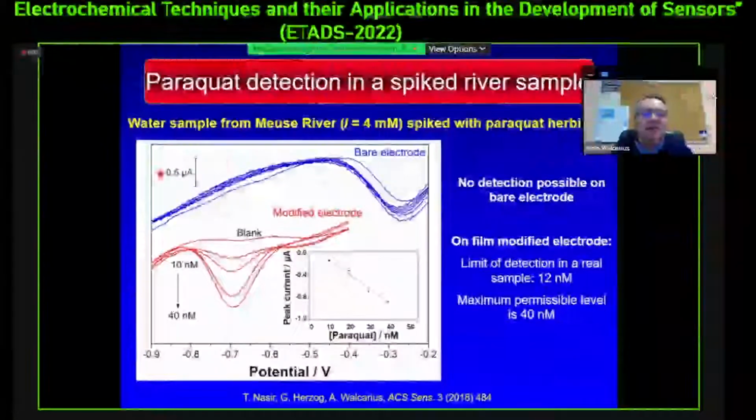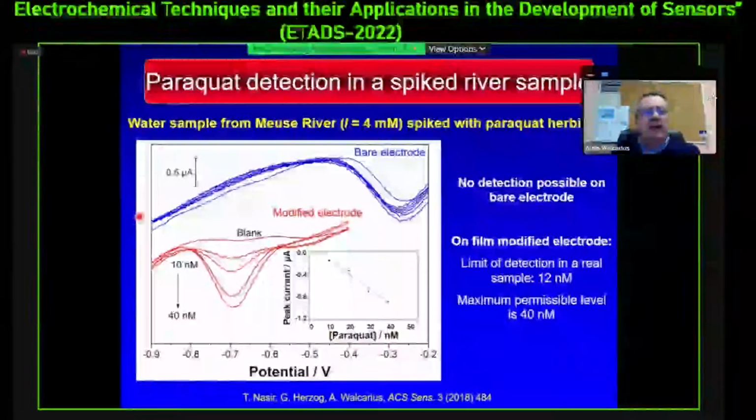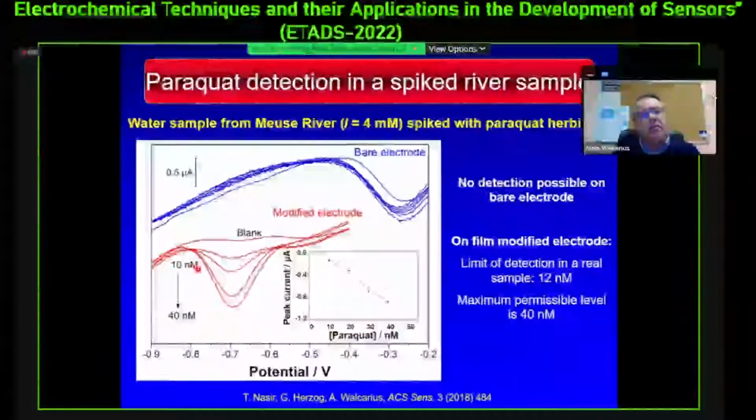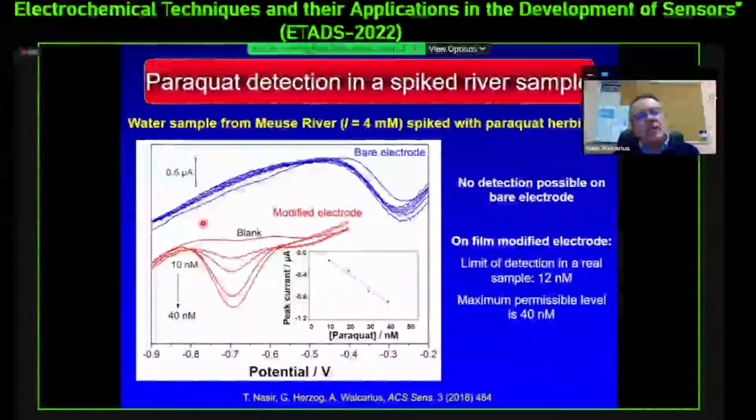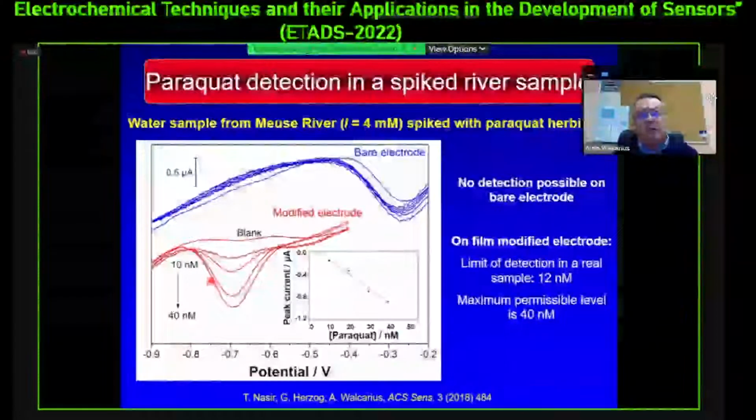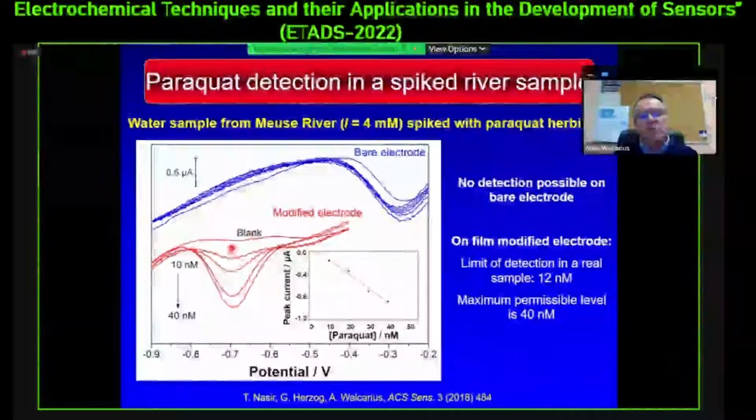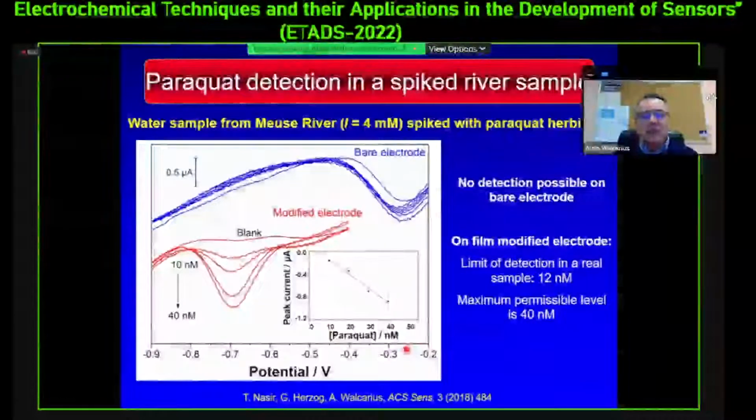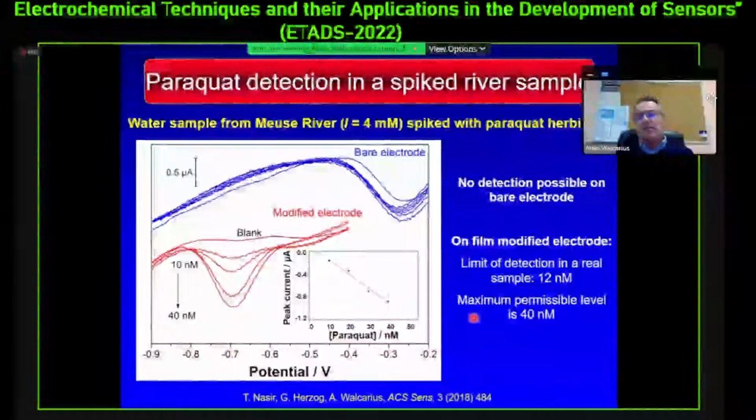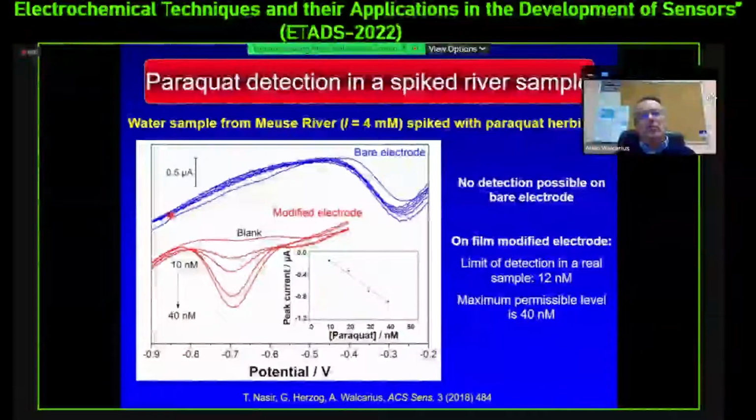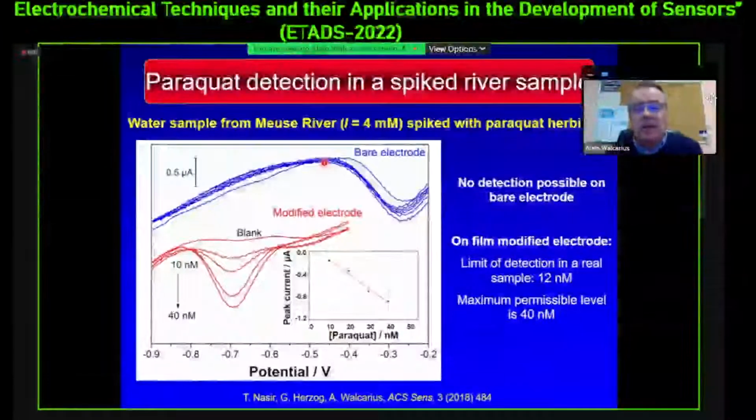And we used this sensor for detecting the paraquat herbicide directly in river water, which is the Meuse River in France. And as you can see here, we have a nice response in the nanomolar range with a detection limit which is much lower than the maximal permissible level. On the bare electrode, we cannot detect this methyl viologen at all.